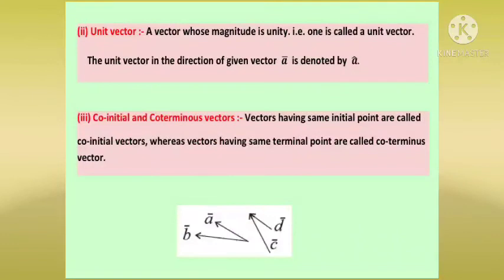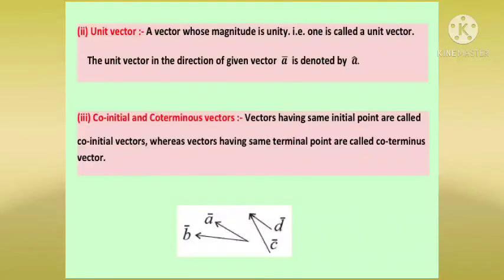Okay. Now let us move ahead and see the next type of vectors. The second type of vector we are going to see is the simplest one. It is the unit vector. We all know unit means 1. So a vector whose magnitude is 1 or unity is called a unit vector. That is, the length of the vector is 1 or unity.